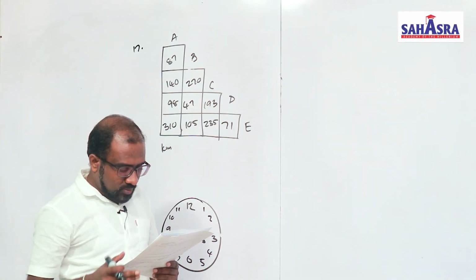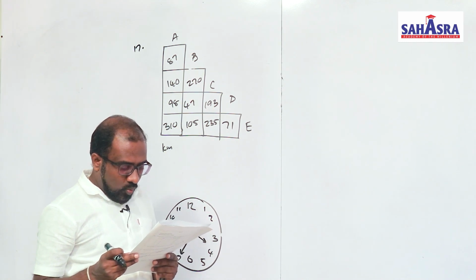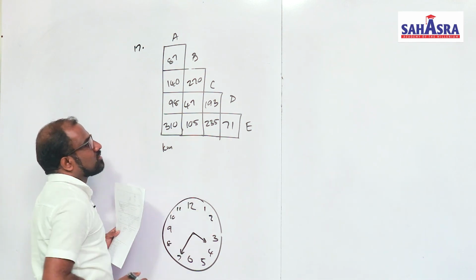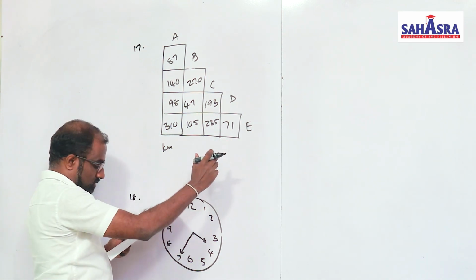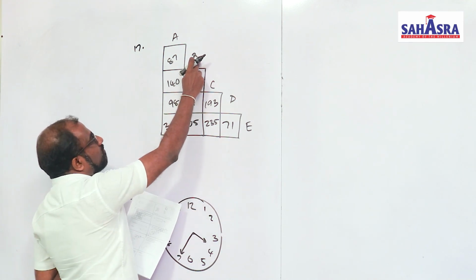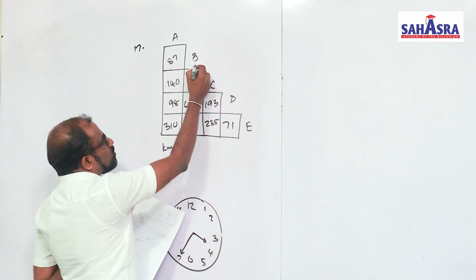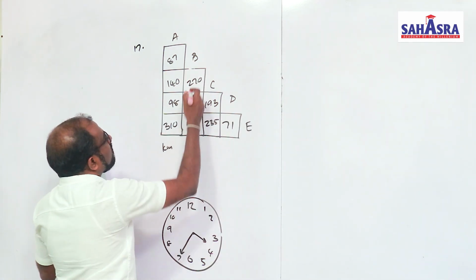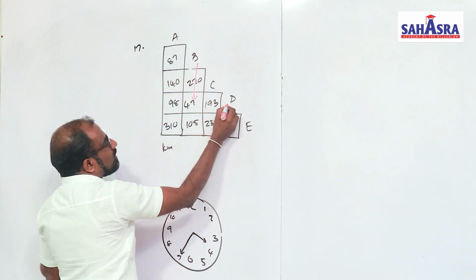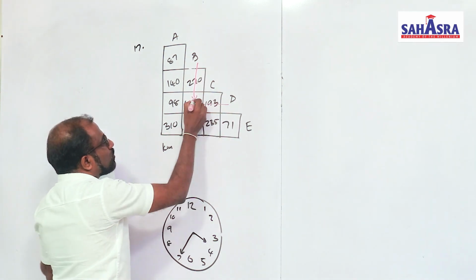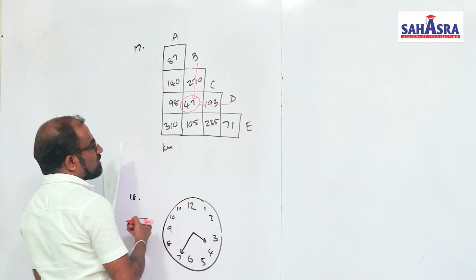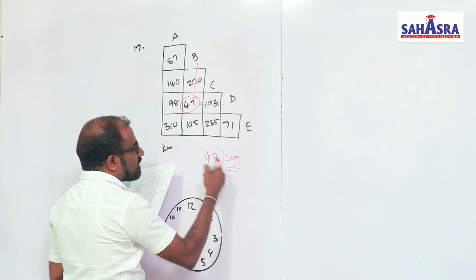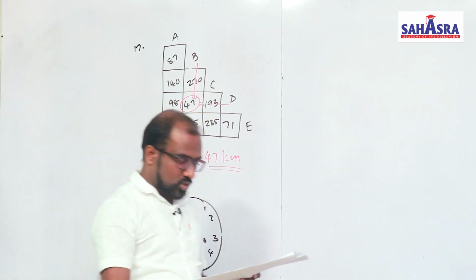Okay, children, we'll start from question number 17. What is the distance from B to D? Right? So, the distance graph. So, here we have B, here we have D. In which square do you have the distance between B and D? Here you have 47. So, what is the distance between the two cities B and D? 47 kilometers. You have to mention that.